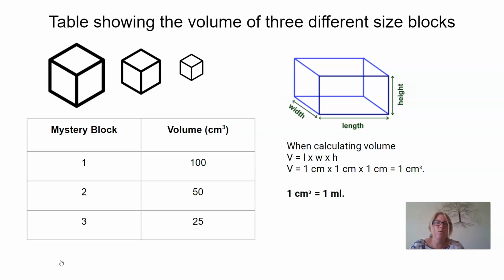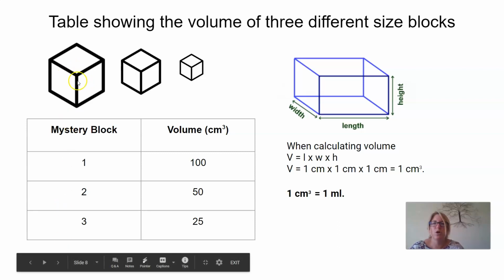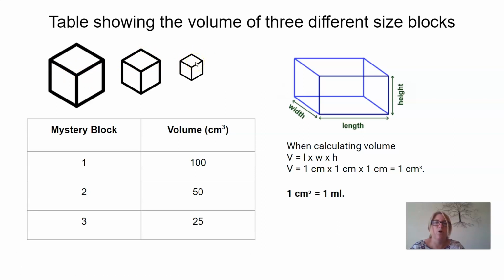So the first thing we need to do with our mystery blocks is number them, block 1, 2, and 3. So the large block is block 1, the medium-sized block is block 2, and the smaller block is block 3. Now, when we have to calculate density, we need to calculate the volume and we need to calculate the mass. So in order to calculate the volume of this regular shaped object, we are going to use the equation volume equals length times width times height.